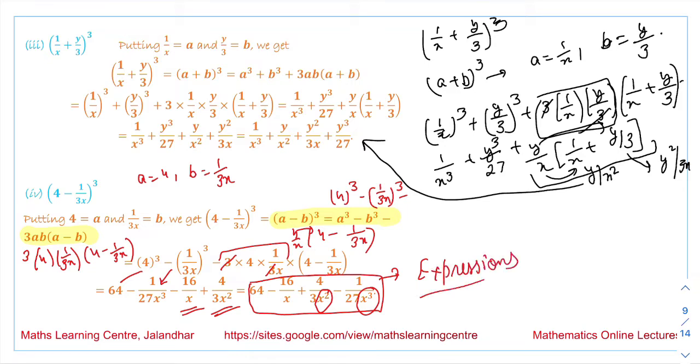This is not a polynomial, this is just an expression. Now in the next question we have (2x minus 5y) whole cube minus (2x plus 5y) whole cube. So what basically we have, this is (a minus b) whole cube and this is (a plus b) whole cube. So we apply both the formulas separately on these terms.